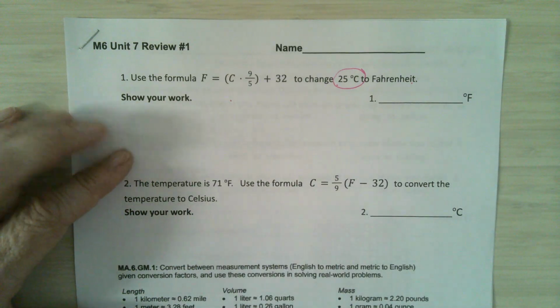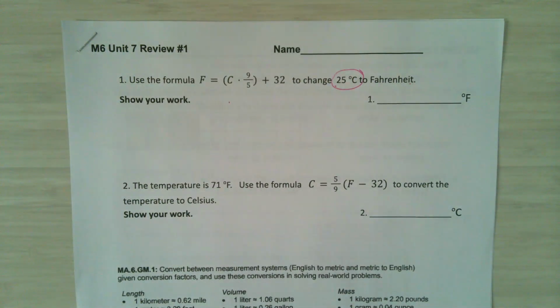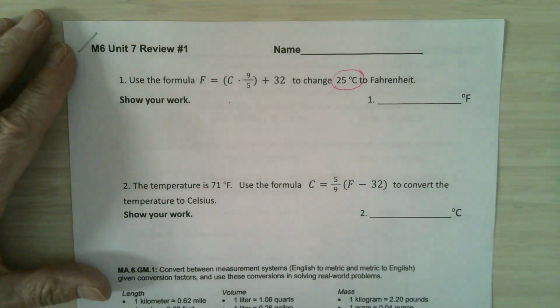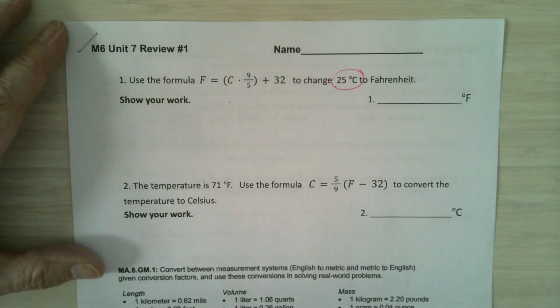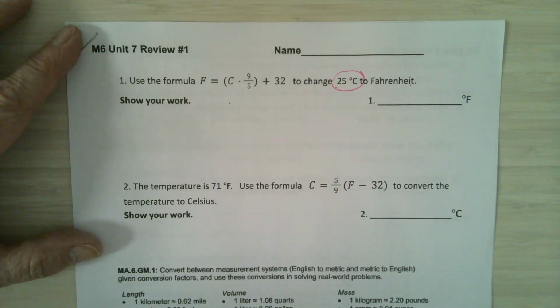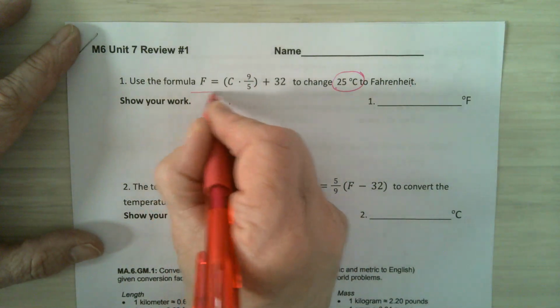Hi, this is Mrs. Robertson, and today we're going to go over how to do study guide number 1 for our Unit 7 test in 6th grade math. In problem number 1, we are changing Celsius temperatures to Fahrenheit, and they give us this lovely formula.